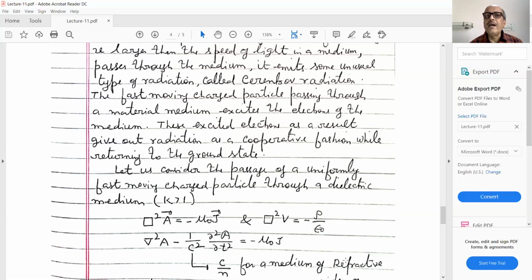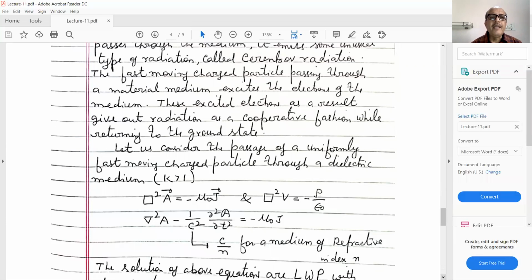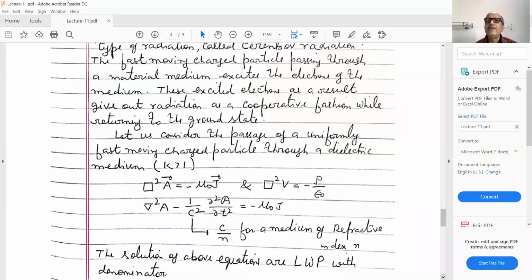If you write down this equation for this particular situation, then del squared A minus 1 over c squared del squared A over del t squared will now equal minus mu 0 J, and c here in the dielectric medium will be replaced by c upon n. n is the refractive index of the medium, which is the square root of K, the dielectric constant. The solution of this equation, in fact, as you already know, the solutions of these equations are the Liénard-Wiechert potentials.